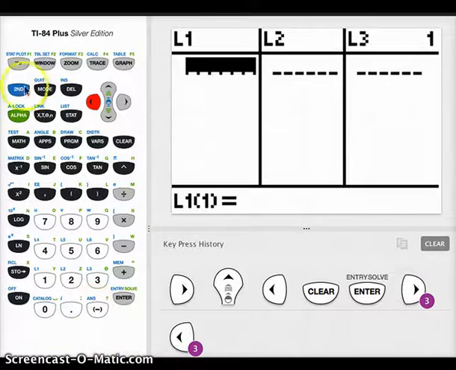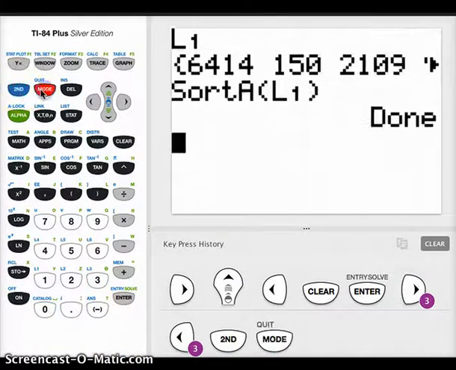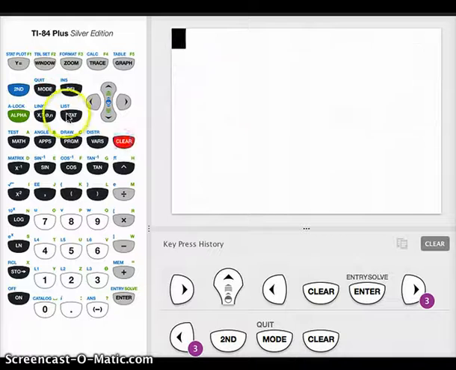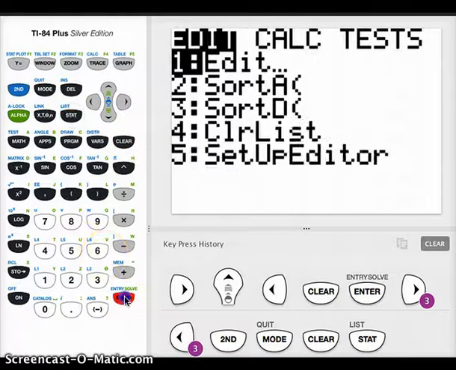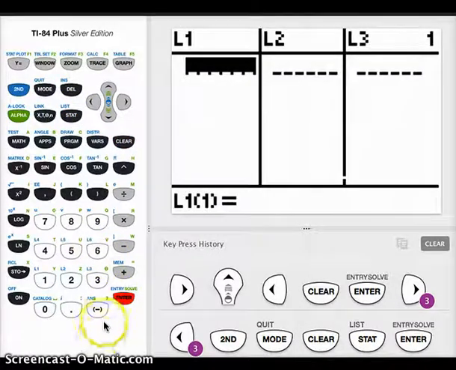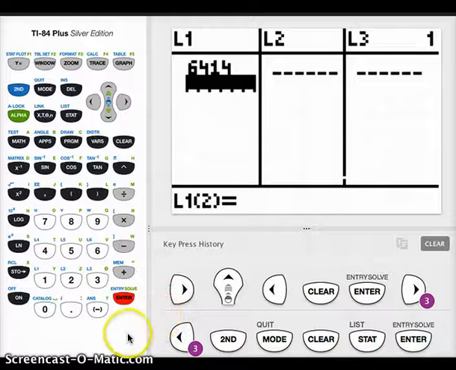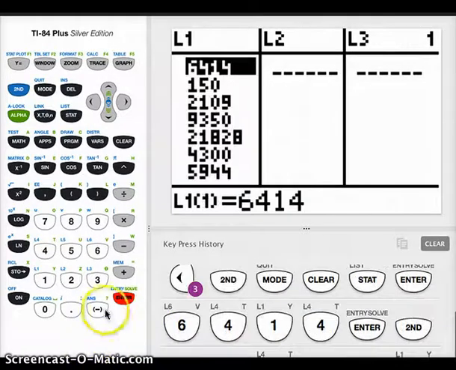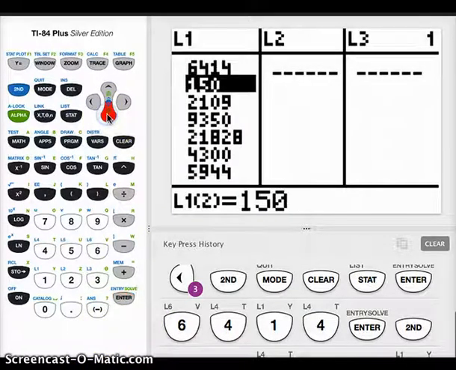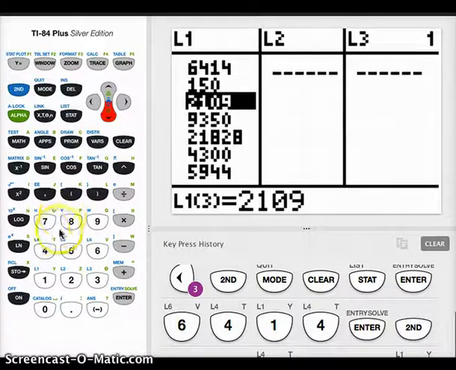Okay, I went back to my calculator and I hit stat, my editor. Now I'm going to put these values in there. I think the first value is 6414. Now I'm going to add all of my data values in there. Now all my data values are in this L1. And again, I showed you before in a previous video how to see all your numbers.